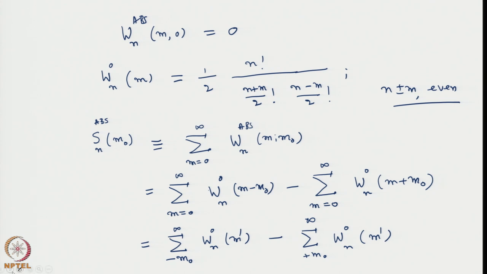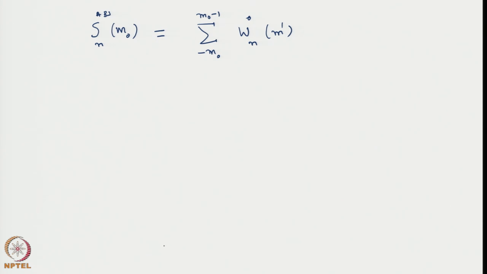We can write it in a slightly more simplified form, because we can take the sum up to plus m naught minus 1 here, and then from m naught to infinity, this term will cancel exactly with the m naught to infinity of the second term. So, as a result, for the survival probability at the nth step in the presence of an absorber, for a random walker starting from m naught, we will be left with simply the sum from minus m naught to m naught minus 1 of w n free m prime, where now m prime is a dummy variable.